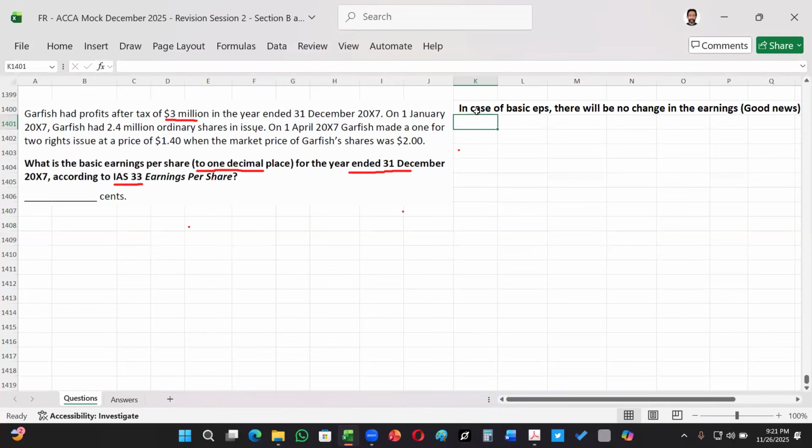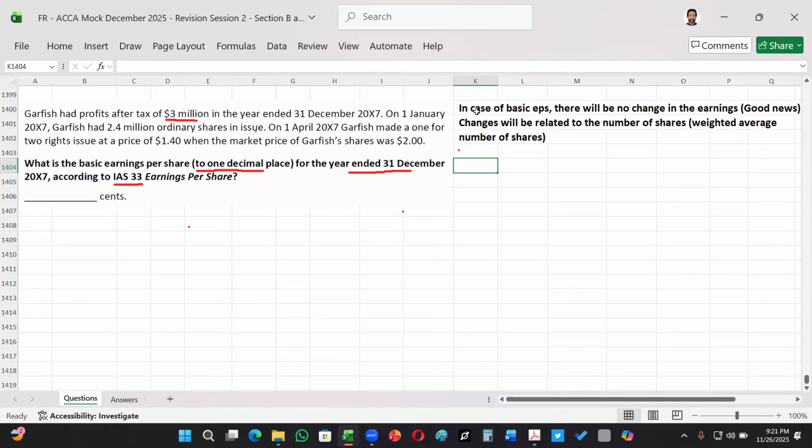Whatever is going to happen, the changes will be related to the number of shares. The problem arises when we have to calculate the weighted average number of shares. The only thing that we are going to deal with is the shares. So these small things make your life easy. When we are looking at basic EPS, we are not going to change earnings, and we're just going to consider the changes in the denominator, that is the shares.